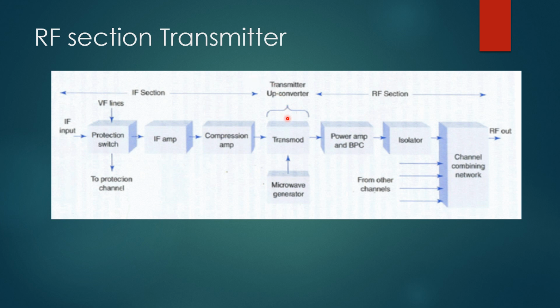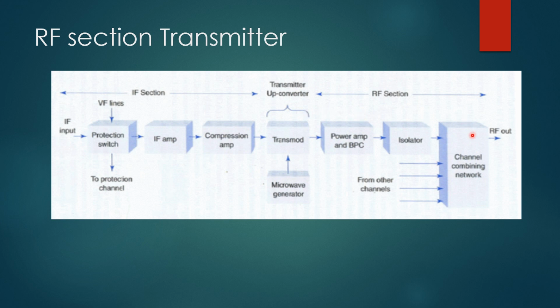So this is the up converting section. Here a transmit modulator, that is, transmod means transmit modulator, is shown, which is going to up convert this incoming IF with the help of a microwave generator. We can use any of our microwave generators, and along with this incoming IF, this transmit modulator is going to up convert it to the RF signal.